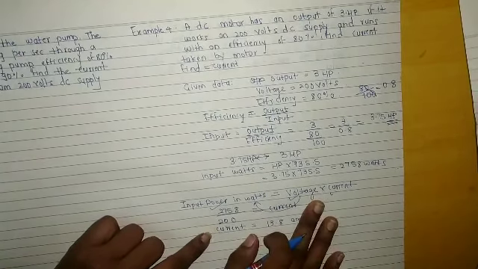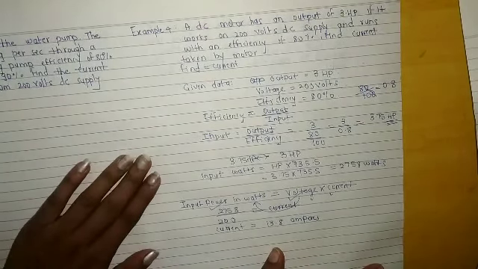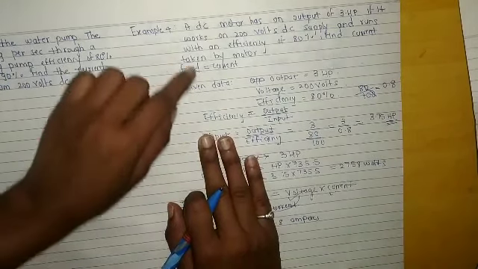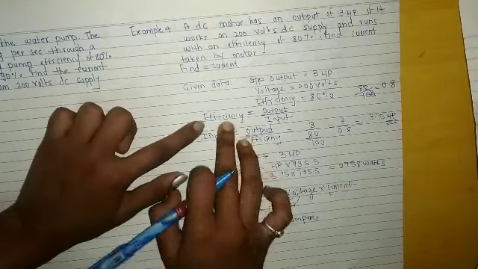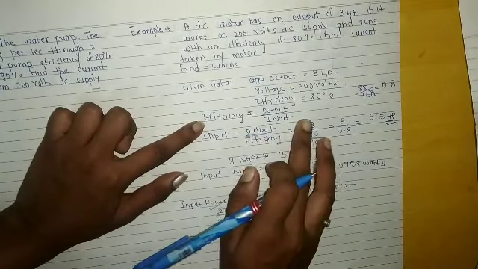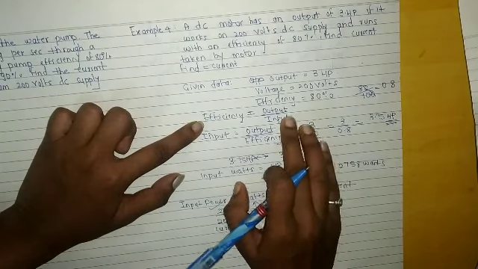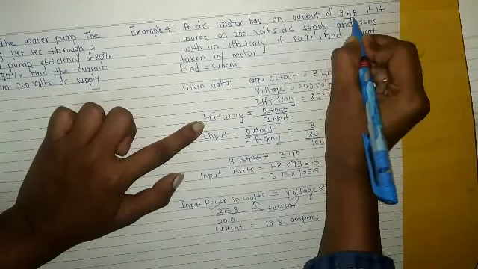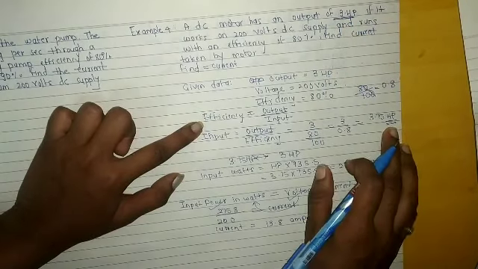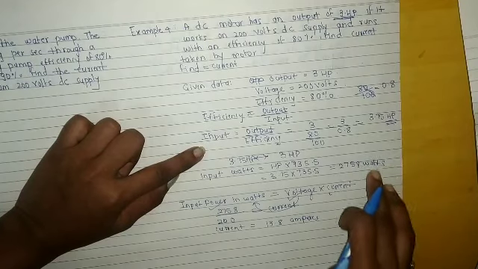Okay, so this is your first example. I hope you have understood this. What we did first: they gave the output power and the efficiency, and from this we calculated the input power. The output power is given in HP, so our answer, the input power, is also in HP. So we converted it into watts.